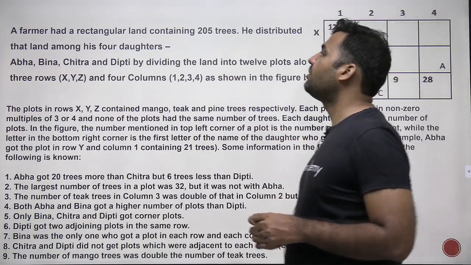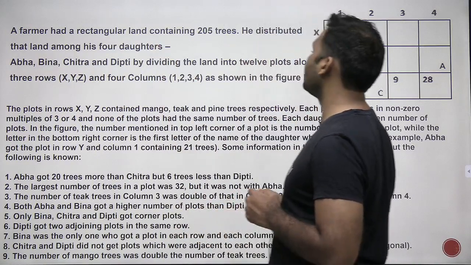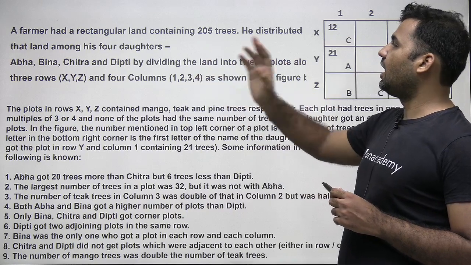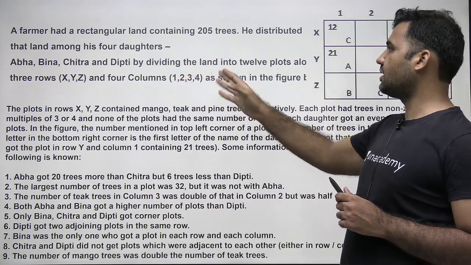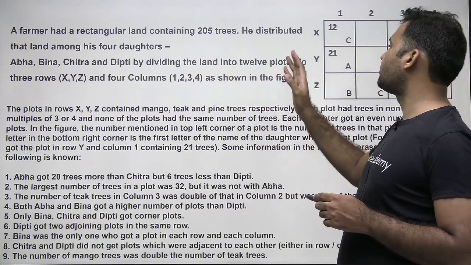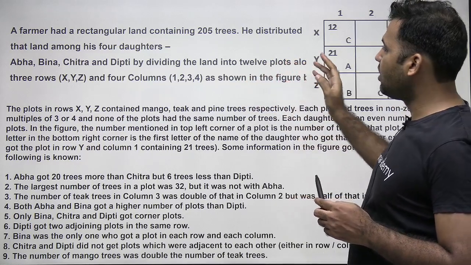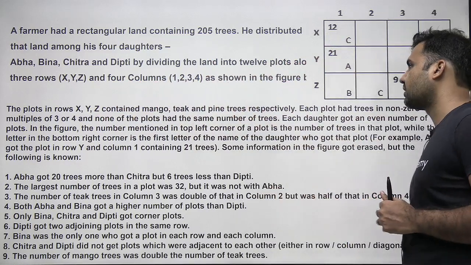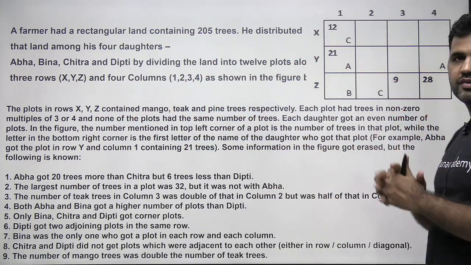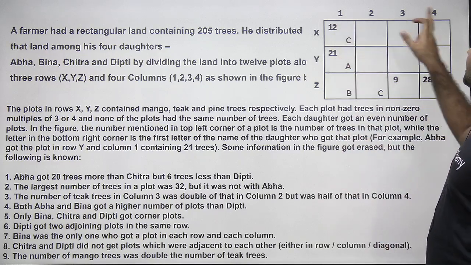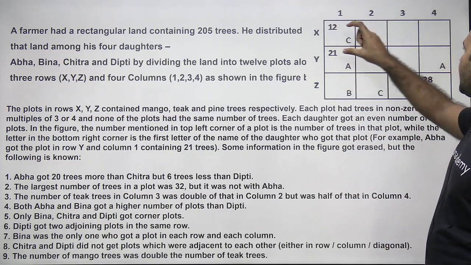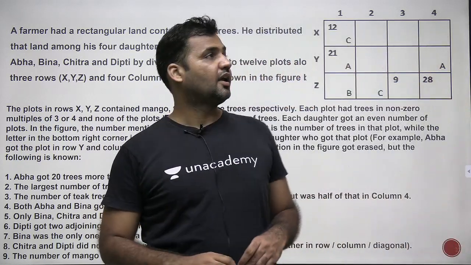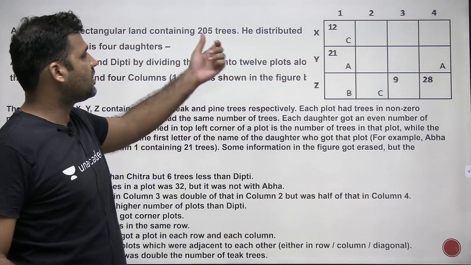It says, a farmer had a rectangular land containing 205 trees. He distributed that land among his four daughters, Abha, Bina, Chitra, Dipti, by dividing the land into 12 plots along 3 rows X, Y, Z and 4 columns 1, 2, 3, 4 as shown in the figure. So guys, we have this matrix here. This is the complete plot which has been divided into 3 rows and 4 columns. So that means there are total 12 plots. And all of these 12 plots contain 205 trees.